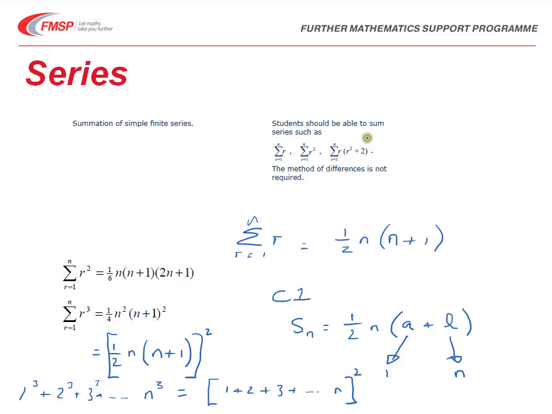And before we move on to look at some questions, this type of expression, of course, we can rearrange to be sigma of r cubed plus 2 sigma r. I'm missing off the r equals 1 to n there just for clarity on the screen.